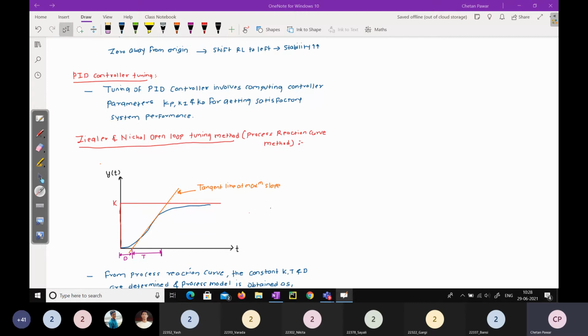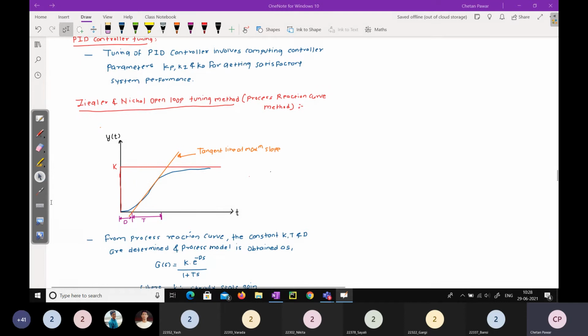Now here, if you see, for the plant, we apply this red color unit step signal as an input, which has the amplitude value K. And this blue color line is the output of the system.